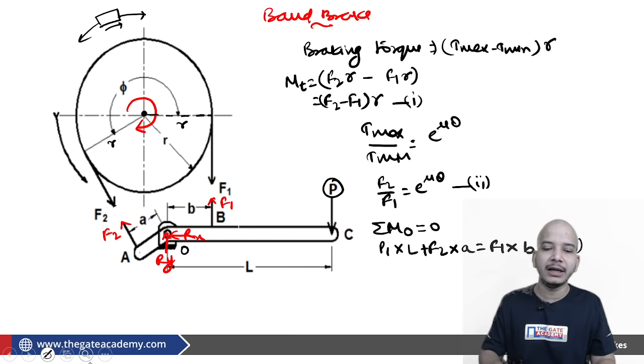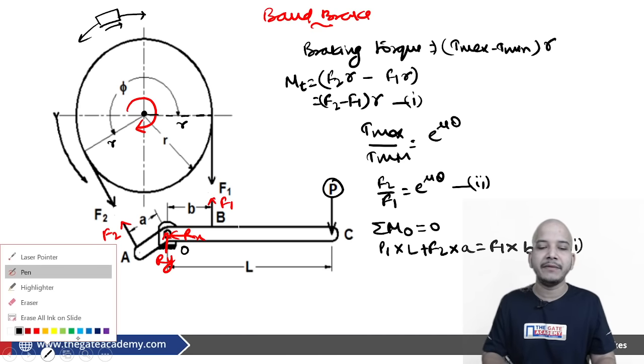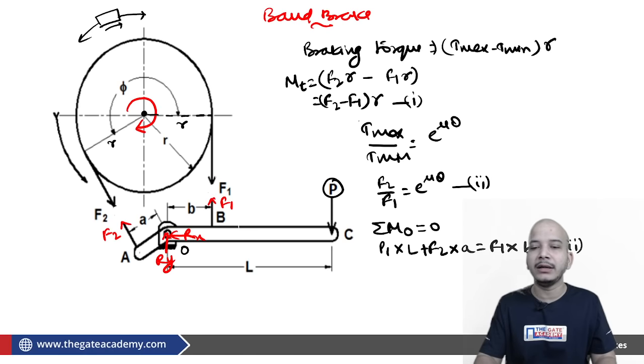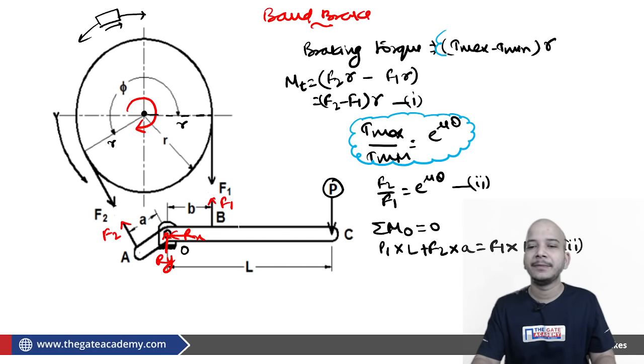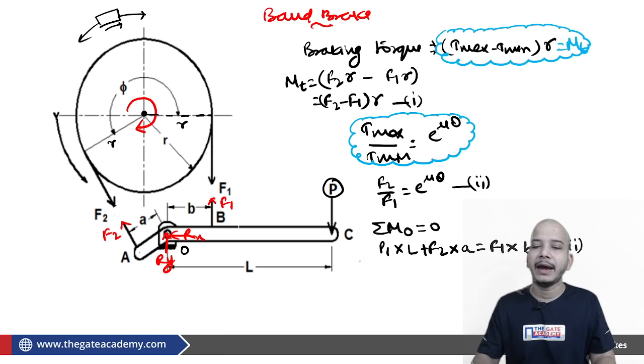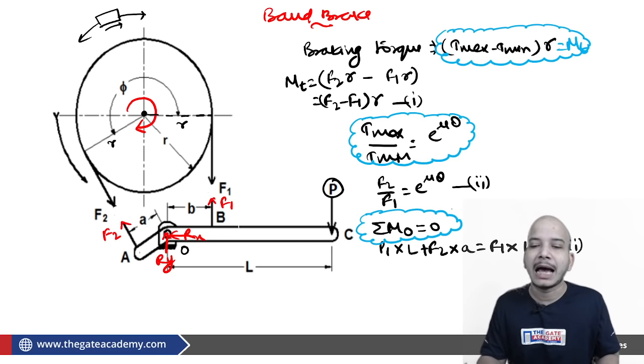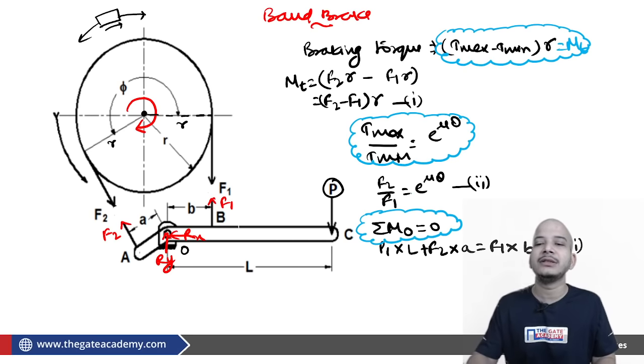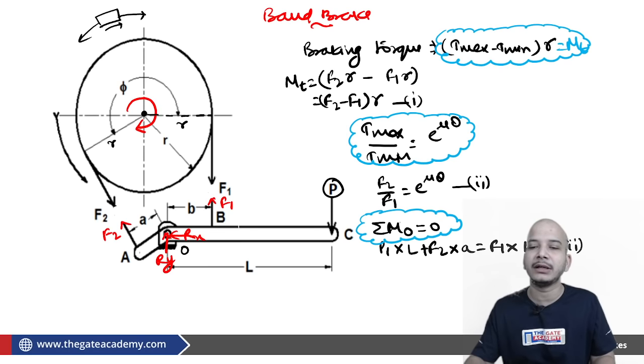So these three relations you should be able to understand very carefully. These are the only concepts which are used over here, nothing else. T max by T minimum is equal to e to the power mu theta. (T max minus T minimum) into R is equal to MT. And the last relation that is important is net moment about point O must be equal to 0. I'm not asking you to memorize these things. I'm just asking you to keep in mind these particular cases.